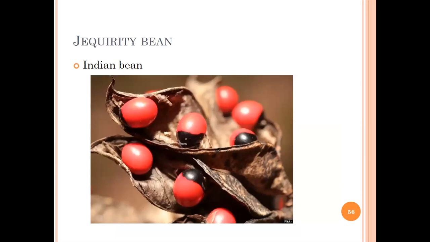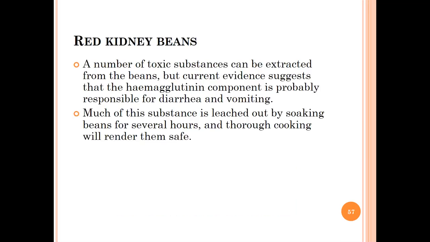Indian bean also contains hemagglutinin, and as for red kidney bean, to make it safe, we need to cook it in proper way for several hours. And hemagglutinin can cause diarrhea and vomiting.